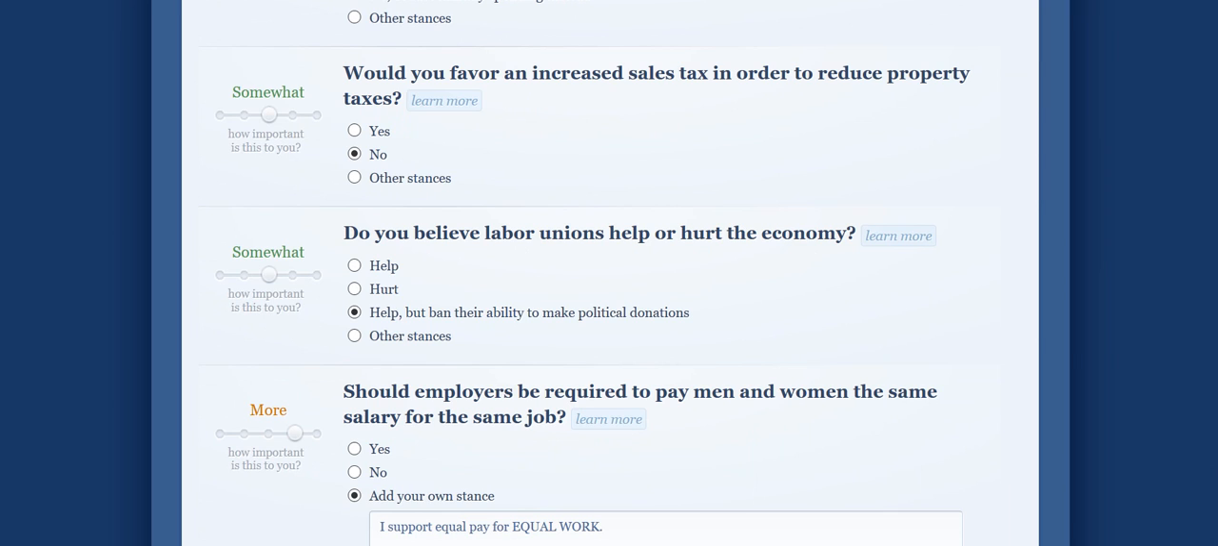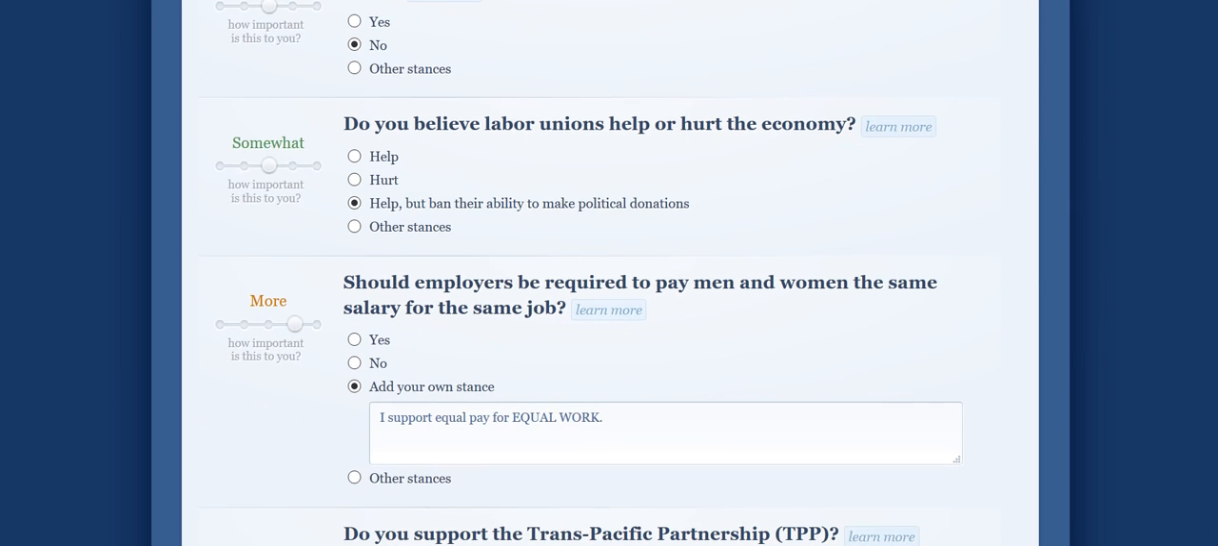Do you believe labor unions hurt or help the economy? I say they help, but we need to ban their ability to make political donations because I'd ban everybody's ability to make a political donation because I want to do clean elections and public financing of the entire election. So, generally speaking, they help.